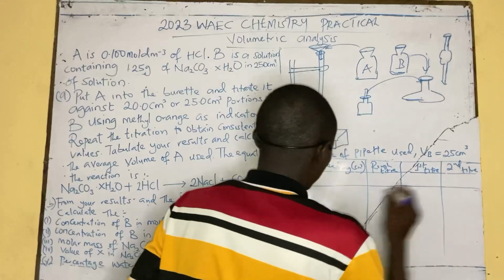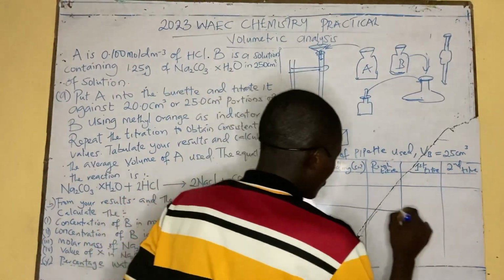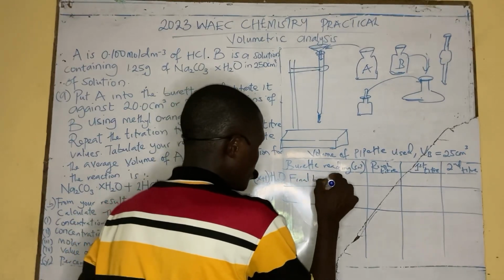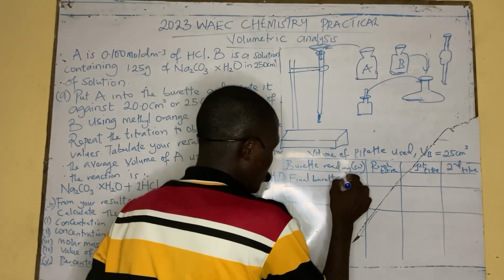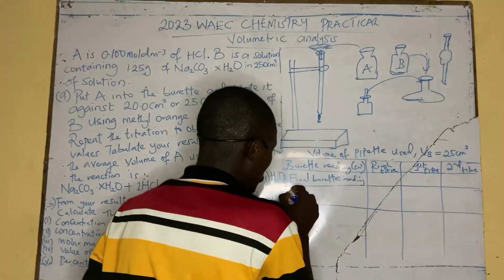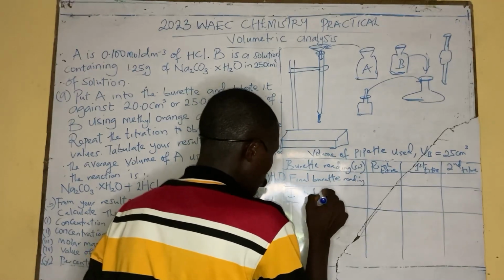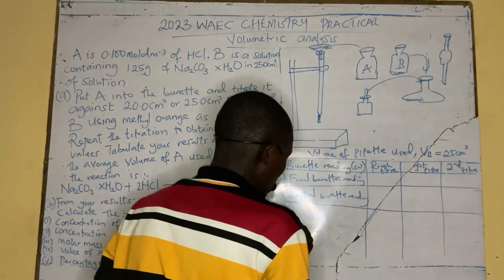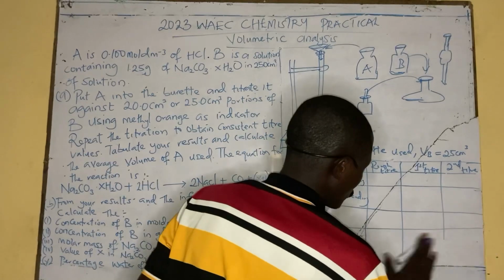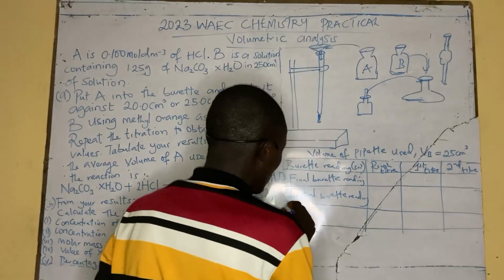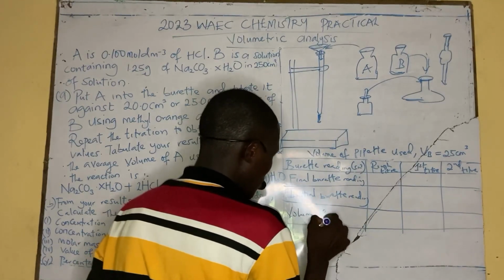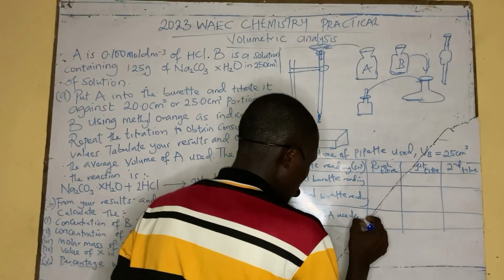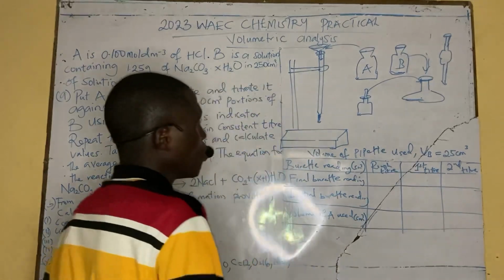Now we have the initial and the final burette reading, the initial burette reading, and the volume of A used, the volume of A used in centimeter cube. This is what the table will look like. So the volume of the pipette.